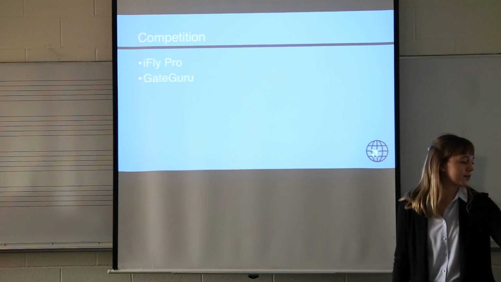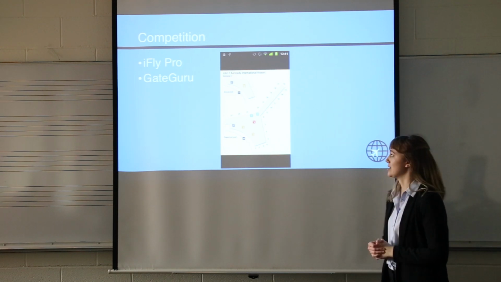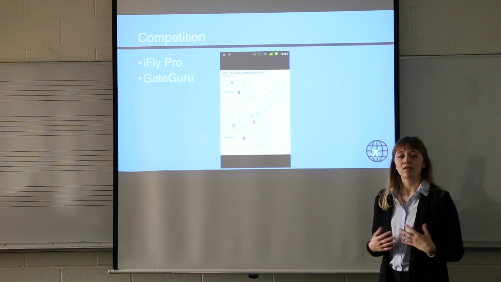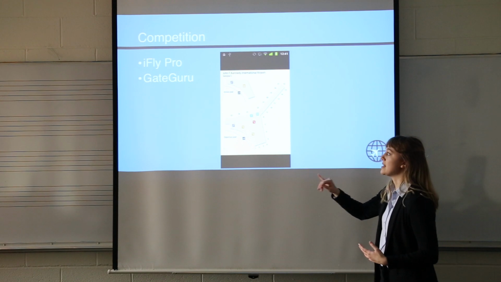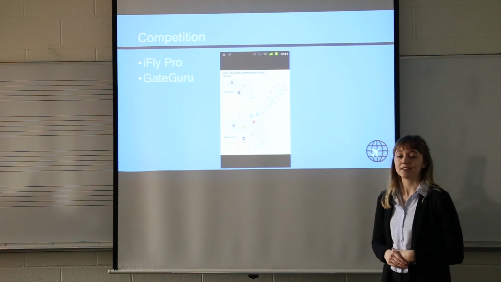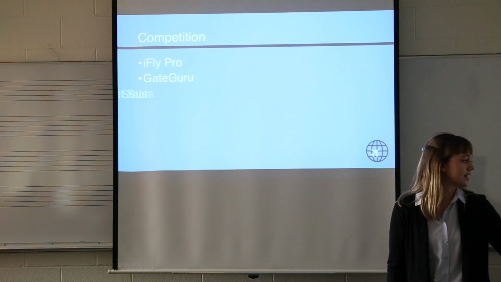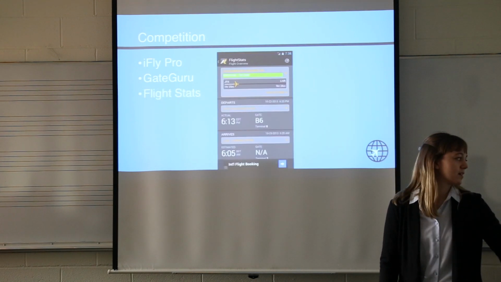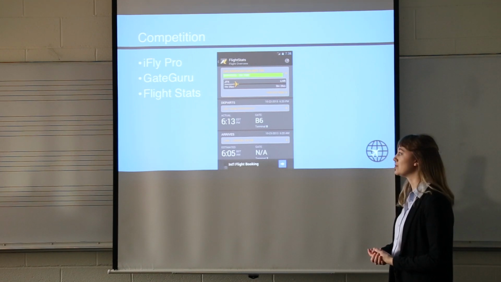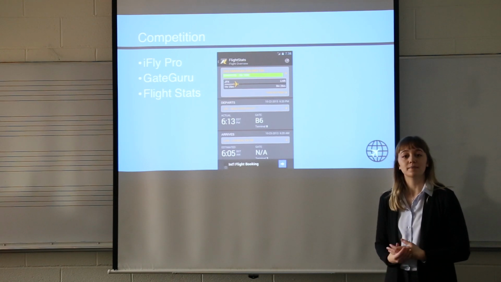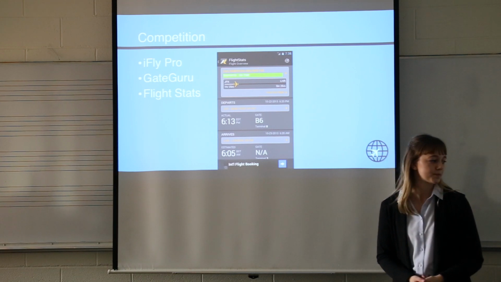The second is Gate Guru. This has a better design, but it doesn't provide GPS navigation. Moreover, it doesn't have a lot of the information that our users are looking for. It does represent eating areas and restrooms, but often this information has been wrong according to reviews on their app site. Finally, we have Flight Stats. Flight Stats is known for having correct information, but it has no GPS information, which means it wouldn't be able to direct users to their areas of interest and their gates.